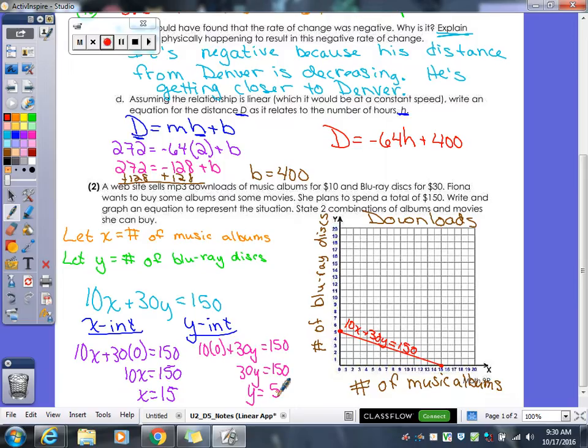Why can't we be over here in this part of the graph? Because then that would be negative music albums. You cannot have that. So your graph cannot go beyond those 2 points. Does that make sense? Okay. I think we got one more.